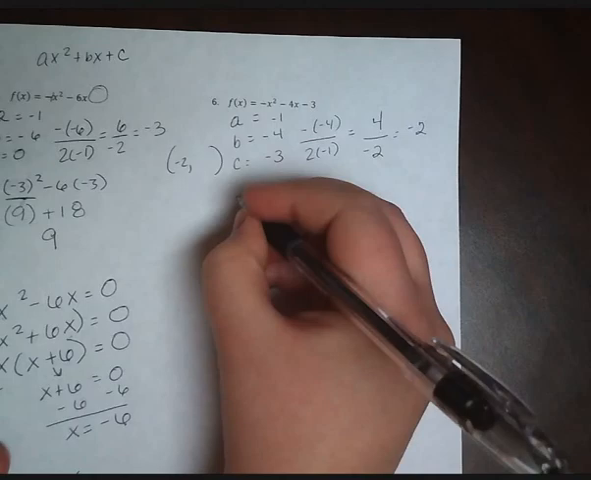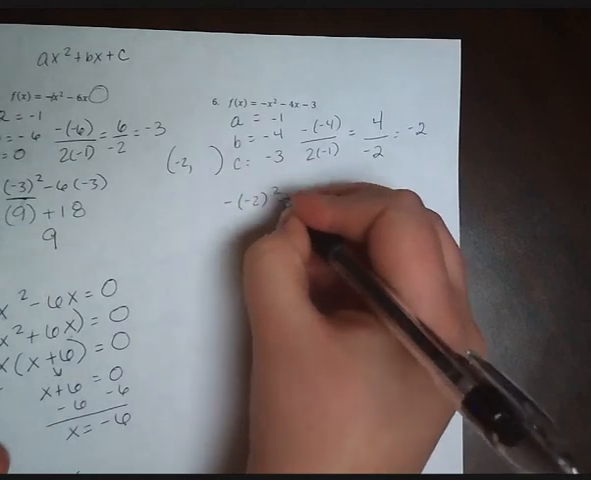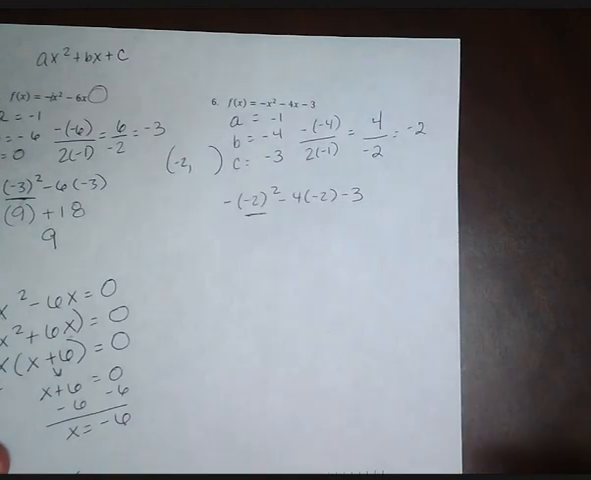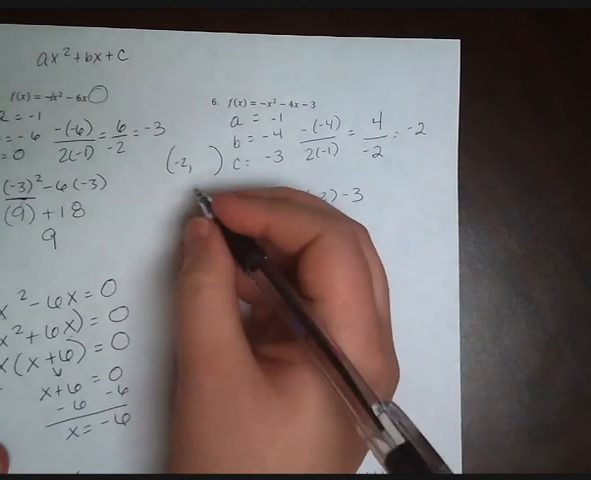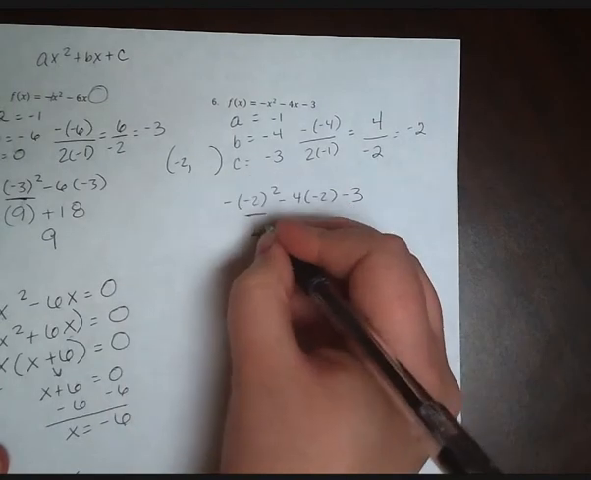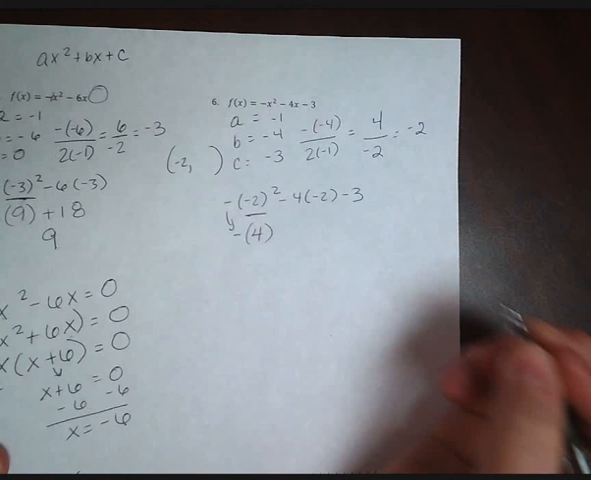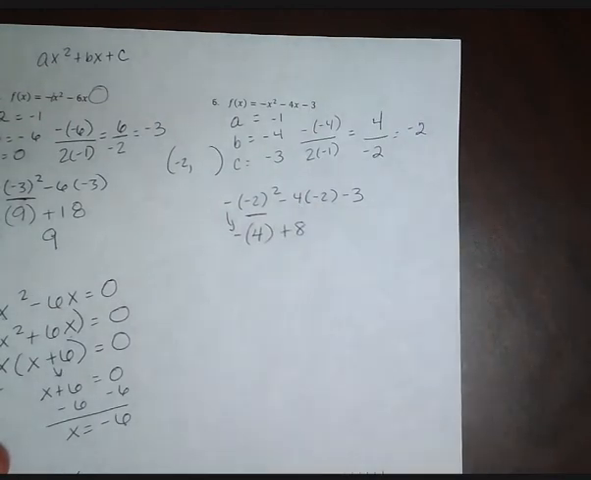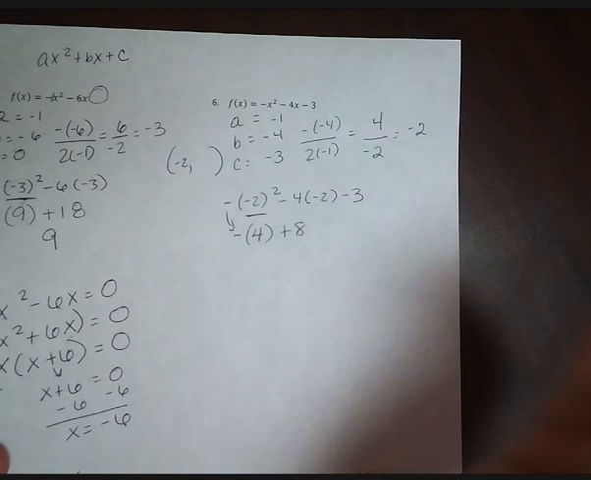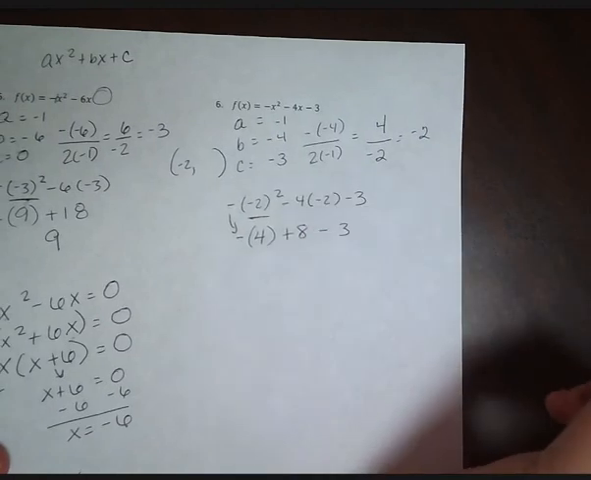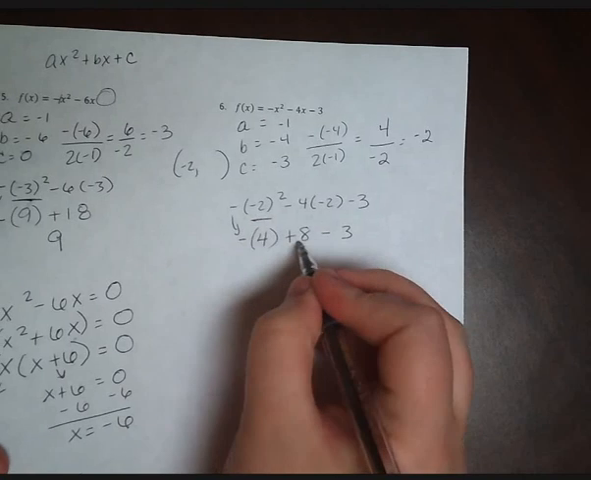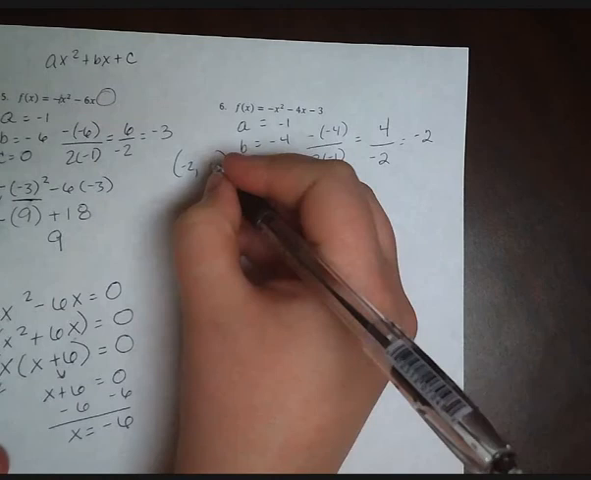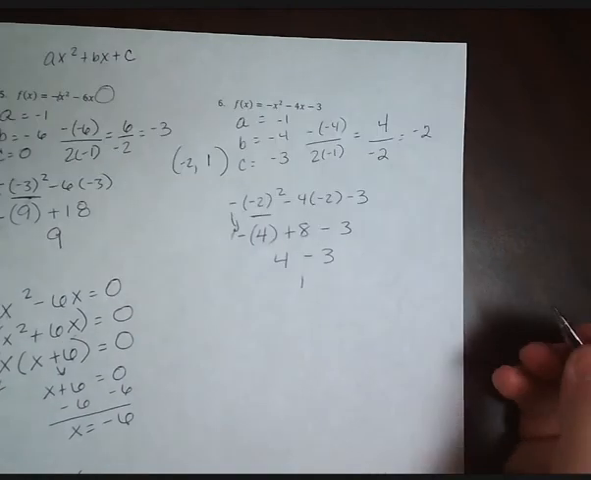So then we plug that back into our equation. Do your exponents first. So -2 squared is just a +4. Bring down your negative. -4 times -2 is a +8. Bring down your -3. So -4 plus 8 is a +4. And 4 minus 3 is 1. So your vertex is at -2, 1.